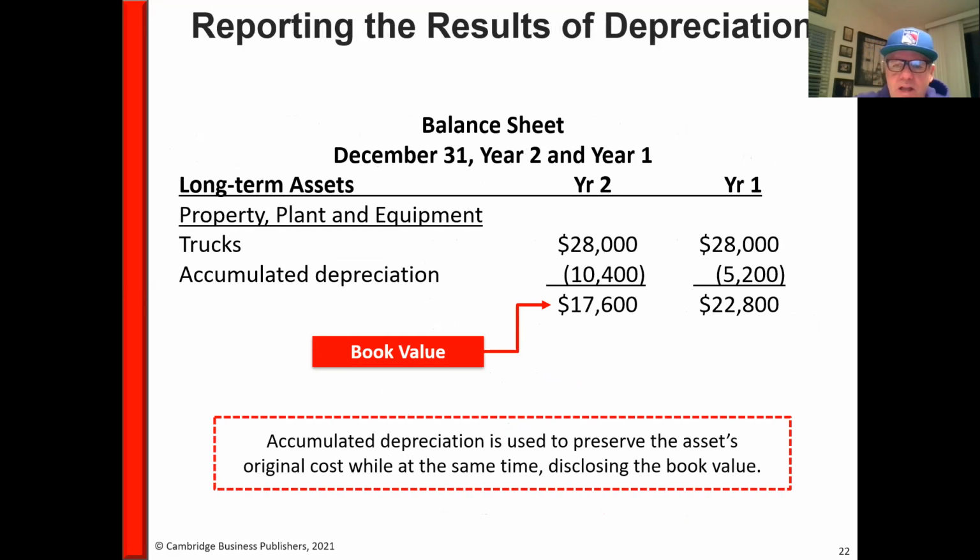So on the balance sheet, we'll have a record of what we paid for the asset and how much depreciation. Sometimes what companies will do is they'll just show the long-term assets, property, plant, and equipment net, and you have to go looking in the footnotes to figure out what the accumulated depreciation is.